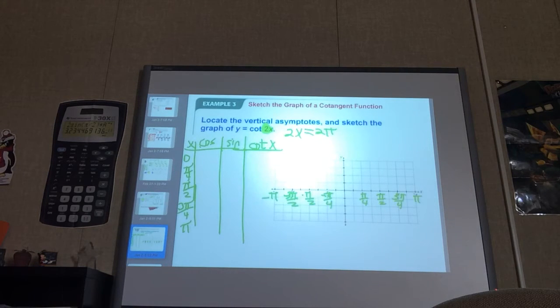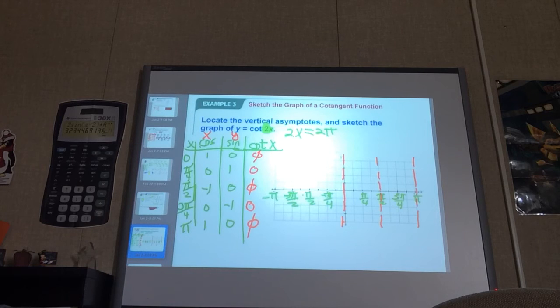We know the pattern for our cosine is 1, 0, negative 1, 0, 1. We know the sine pattern is 0, 1, 0, negative 1, 0. Now remember the cotangent is x over y. So we're just going to divide those to find our cotangent. So it's going to be undefined, 0, undefined, 0, undefined. All of our undefined values find our asymptotes. So let's put those on. There's an undefined at 0, undefined at pi over 2, undefined at pi.